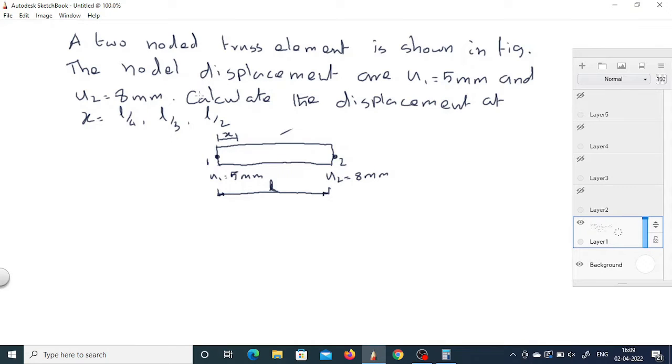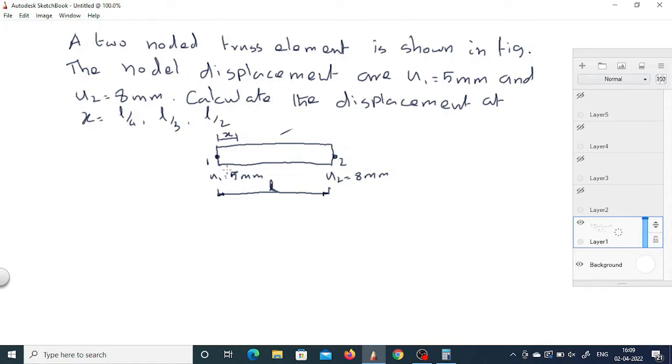Good day. Today we will discuss the topic of one-dimensional problems in finite element analysis. For understanding purposes, I consider this problem. A two-noded truss element is shown in the following figure.